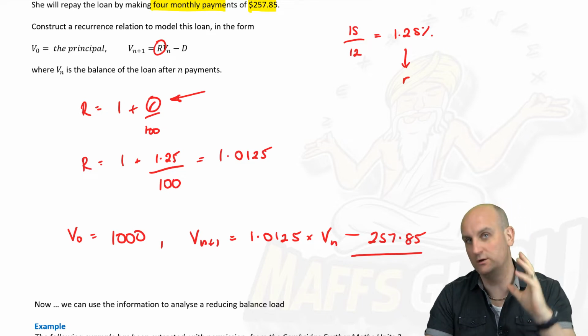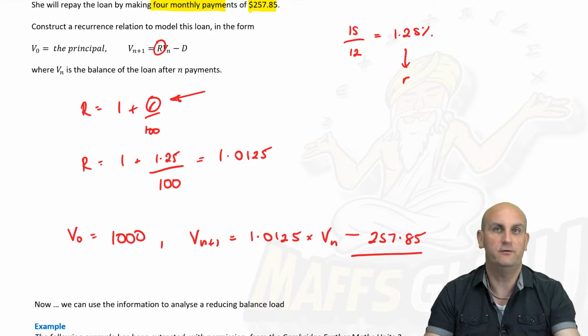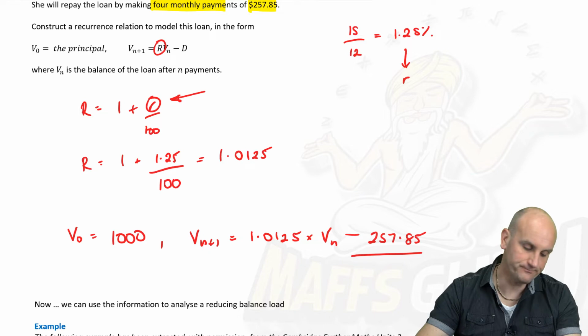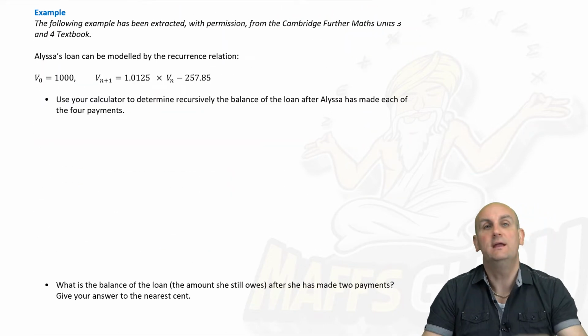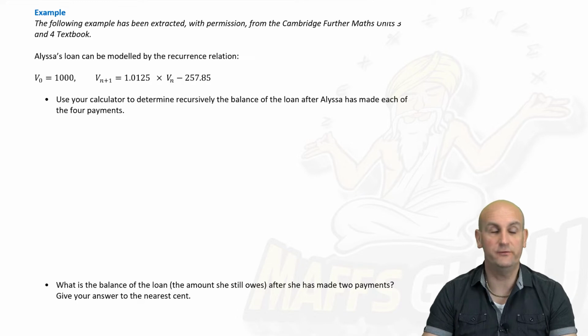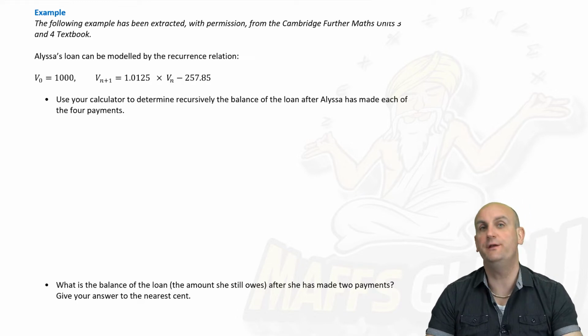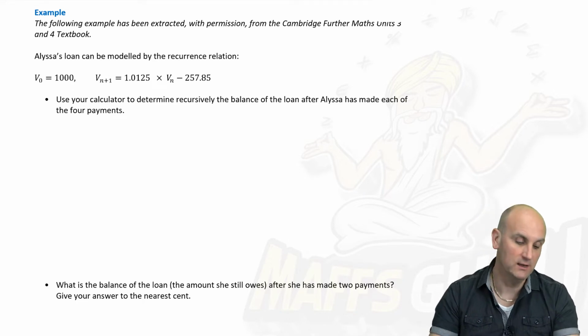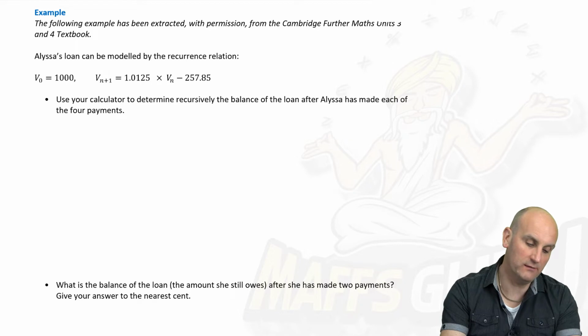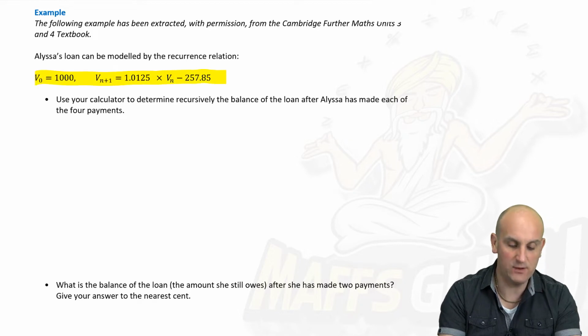Now, obviously, we can use that information to then do some calculations. It just so happens that's what the textbook wants me to do. Is this any different from the stuff you've done before? No. The only thing they're now throwing in is this monthly interest rate that you've got to make sure you take into account. So Alyssa's loan can be modeled by that recurrence relationship. Yay, we got the right answer.